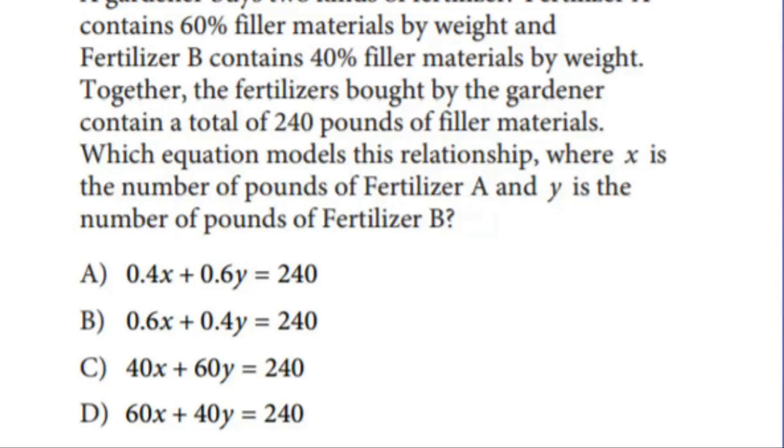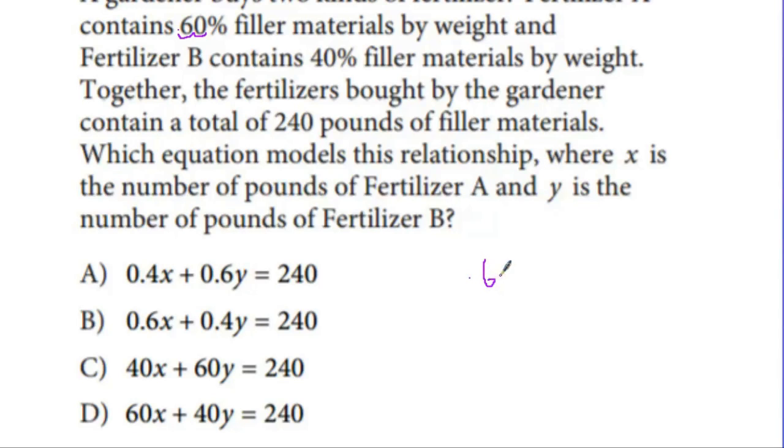As we set up an equation, we're thinking, if there's 60% filler materials in A, I'm going to have to find 60% of X, which is the number of pounds of fertilizer A. To find 60% of it, I need to change this into a decimal, so I need to move the decimal place over twice. That's going to be 0.6. And then I'm going to need to multiply that by X, which is the total number of pounds of fertilizer A.